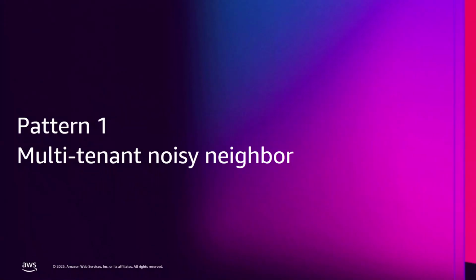So let's get started with pattern 1. Pattern 1 is a multi-tenant noisy neighbor. How many of you have experienced a multi-tenant noisy neighbor scenario for your workloads? Cool. It's a scenario where one tenant's activity adversely affects the overall service performance for other tenants. To mitigate this, SaaS providers typically adopt a workload management and resource allocation strategy. One of the common methods is to have a throttling mechanism to ensure that tenants stay within their quota or limits configured per tenant.